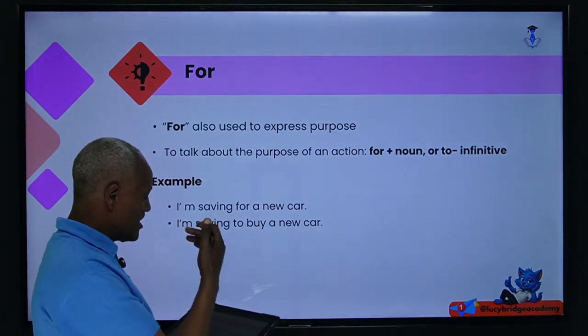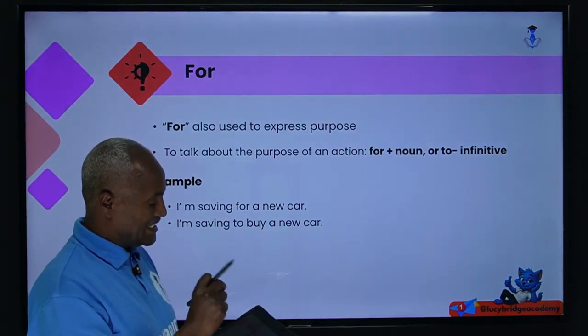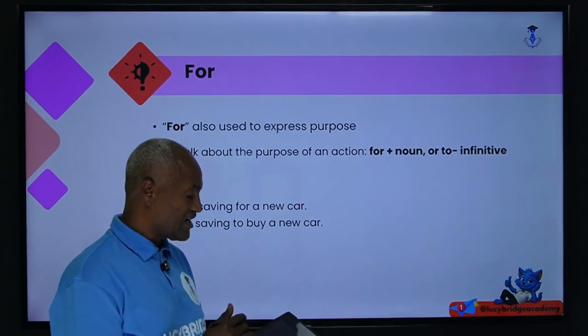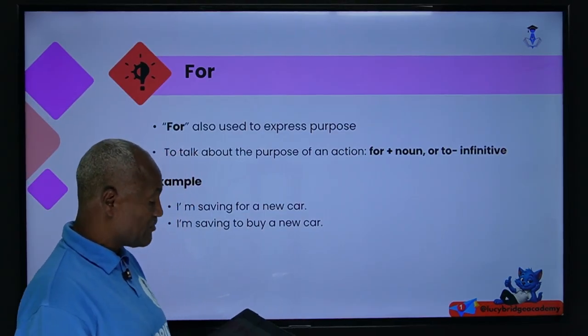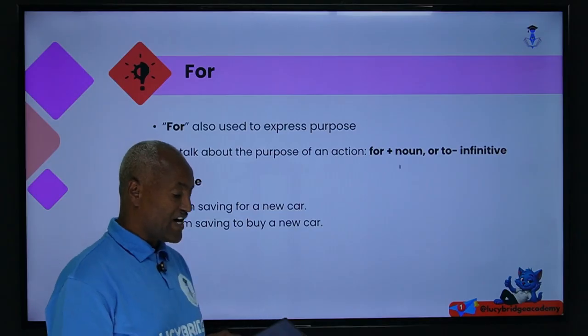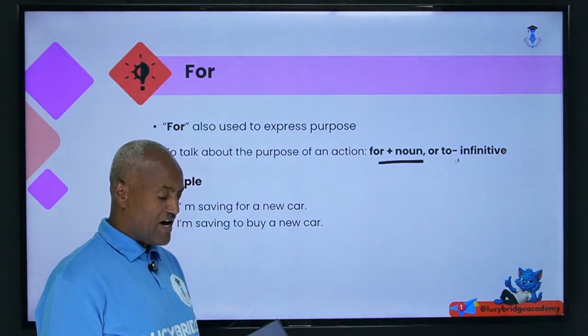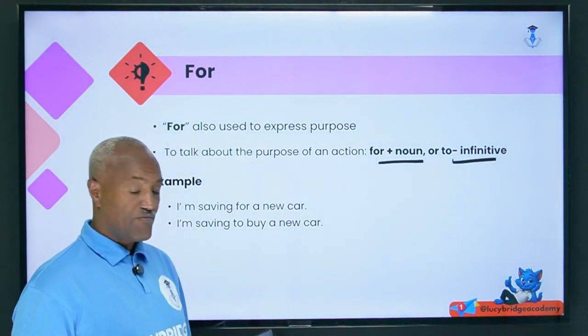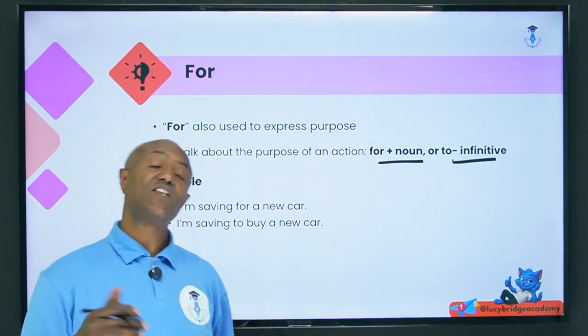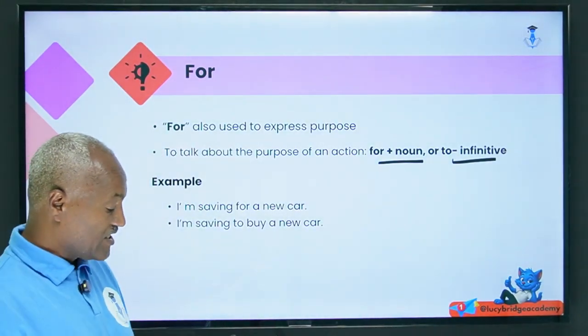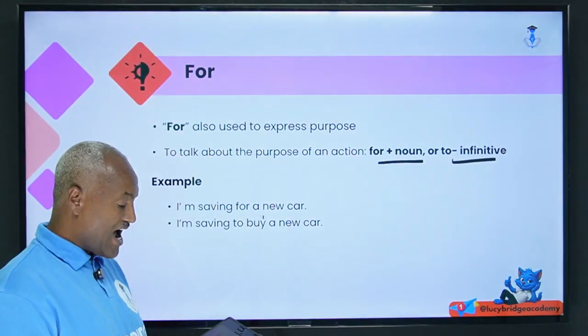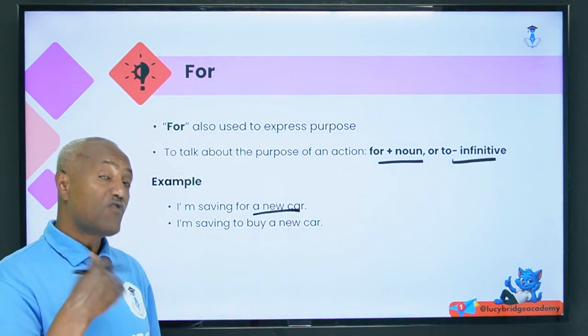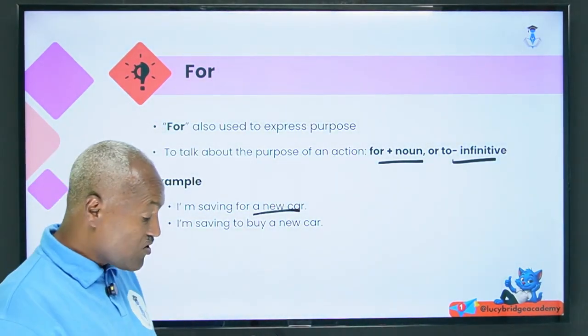Already I gave you, or else I discussed, this "for." For is also used to express purpose, to talk about the purpose of an action. For is followed by a noun, and "to" is followed by an infinitive with to. Infinitive, that is a verb. Yes? For instance, I'm saving for a new car. Have you seen? I'm saving for what? That means for a new car.